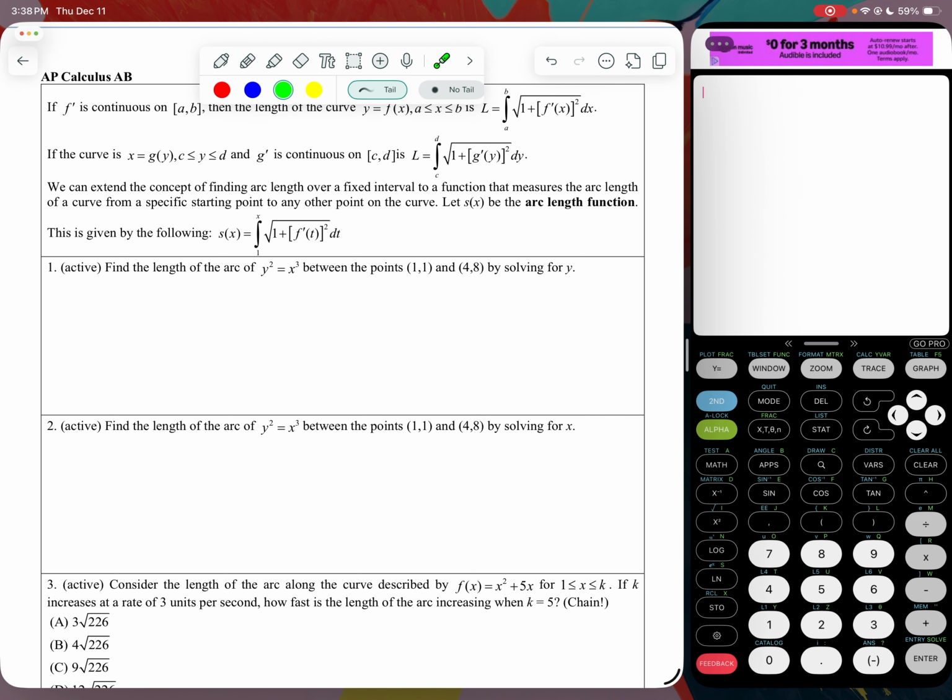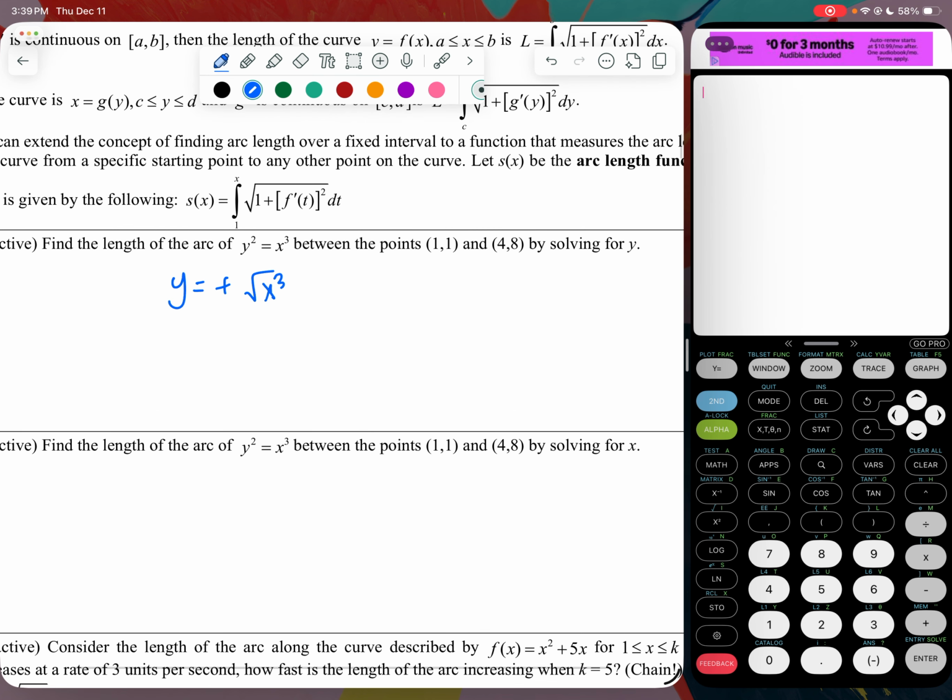But looking at number 1, you want to find the length of the arc of y squared is equal to x cubed between the points (1, 1) and (4, 8) by solving for y. Meaning that everything should be in terms of x's because we're solving for y. Now if we solve for y, then we get plus or minus the square root of x cubed. But in this case, because my points are between (1, 1) and (4, 8), I'm only taking the positive part.